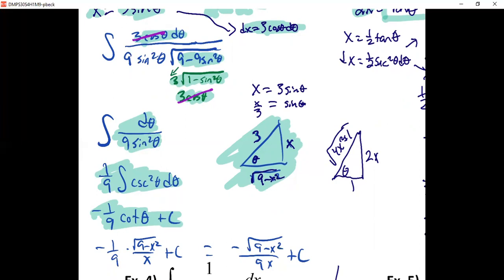So now that we've drawn our triangle, let's go back and say, what is cotangent? If you remember, cotangent is x over y. So we did our substitution, our x over our y. So negative 1/9 times that plus c, and that's just written all together.